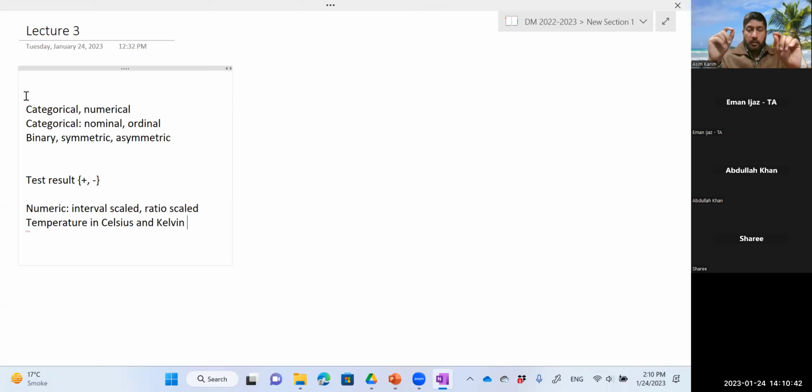But you cannot take ratios because ratios will depend on absolute zero. So ratio scaled, on the other hand, in this case would be Kelvin. 0 Kelvin means absence of temperature. There is nothing less than that. Of course, it is interval scaled, but differences do make sense as well as ratios.